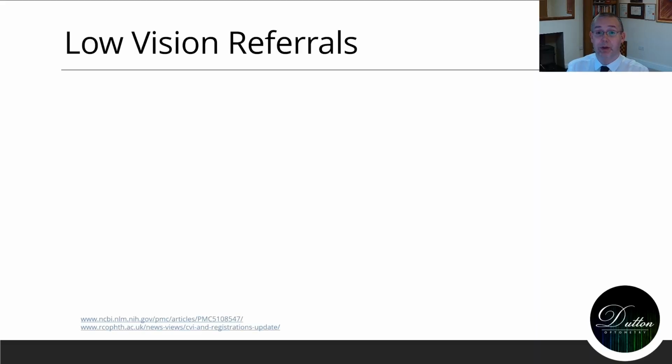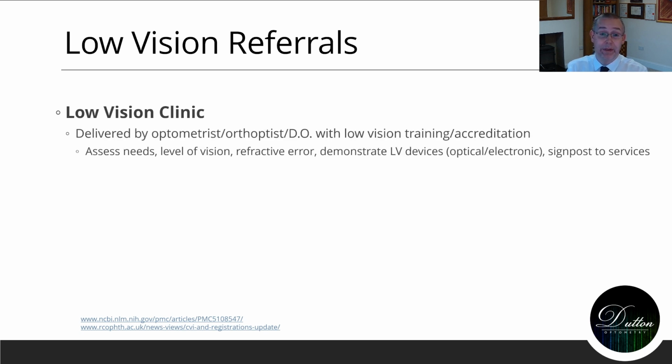Let's start off by talking about the types of referrals that we would send to the low vision service. There is a difference between the low vision clinic and a request for a certification of visual impairment. So as you'll be familiar, the low vision service is usually delivered by either an optometrist or an orthoptist or a dispensing optician who's typically undergone some additional training in low vision services. You'll be aware of the key components of those particular assessments, and I've listed them here for your information.